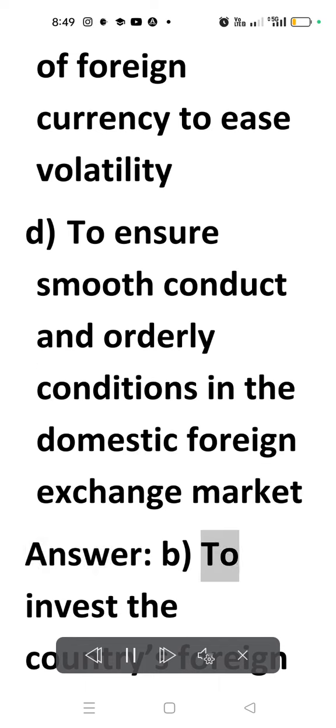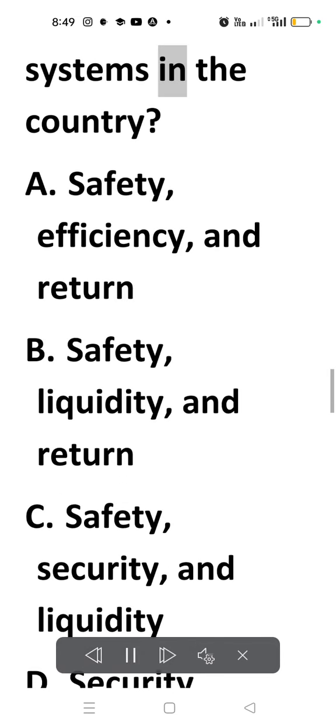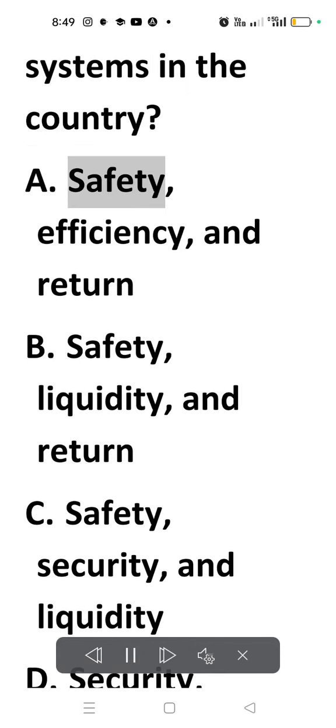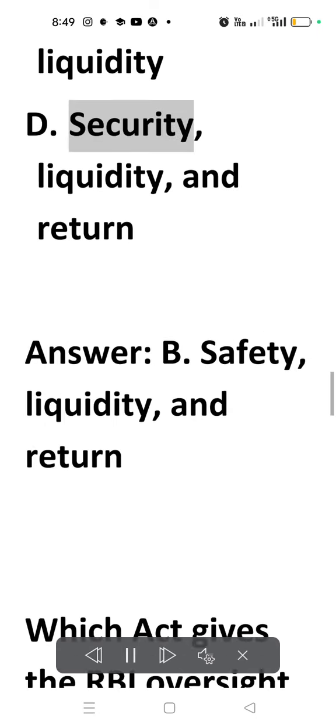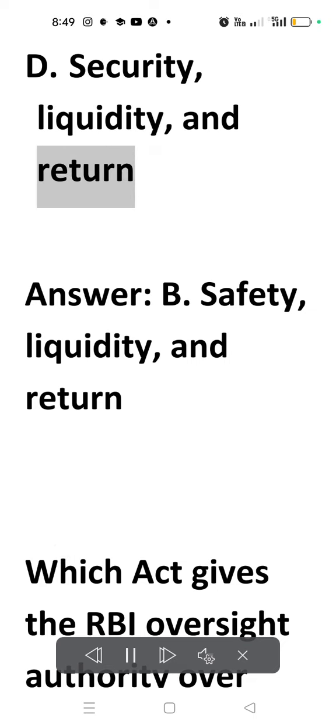What are the three principles that guide the Reserve Bank of India, RBI, in overseeing payment and settlement systems in the country? Safety, efficiency, and return. Safety, liquidity, and return. Safety, security, and liquidity. Security, liquidity, and return. Answer B. Safety, liquidity, and return.